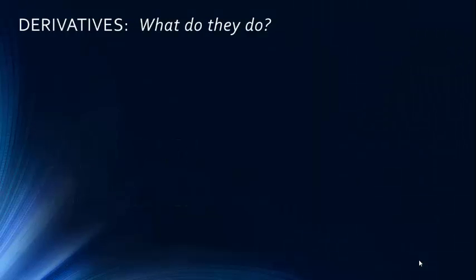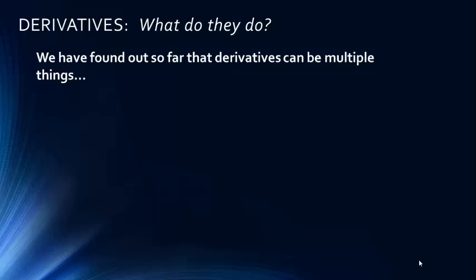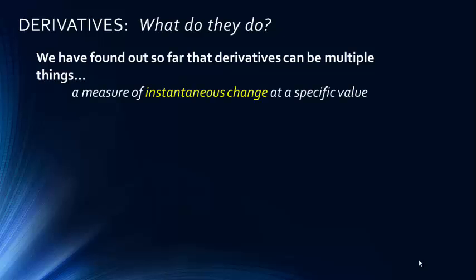So far we've been looking at derivatives, and besides figuring out how to calculate them, hopefully you've been learning what they actually are and what they do. And so we've learned a couple of things about a derivative. The first, hopefully, is that a derivative is the measure of instantaneous change at a specific value.